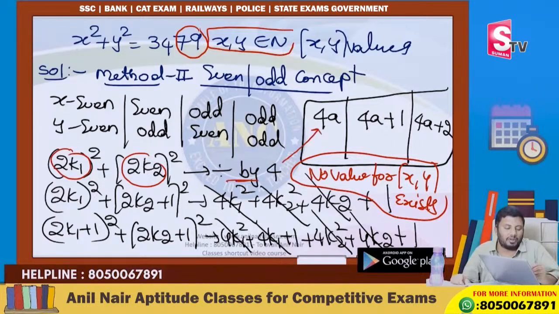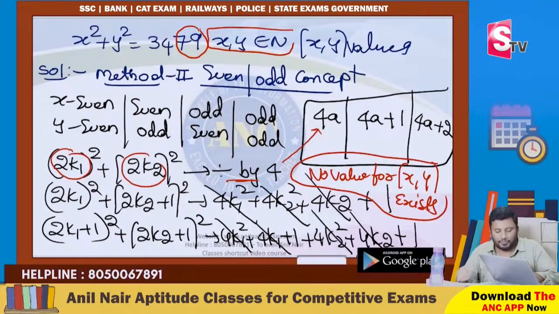One is even, one is odd: 2k1 square plus 2k2 square. I got a remainder 1. Then I got a remainder 2. Then I got a remainder 2.